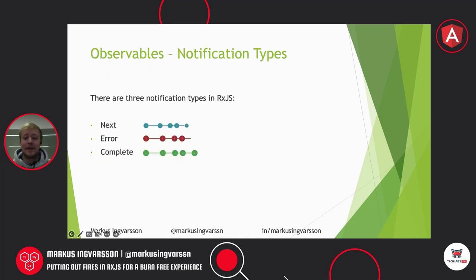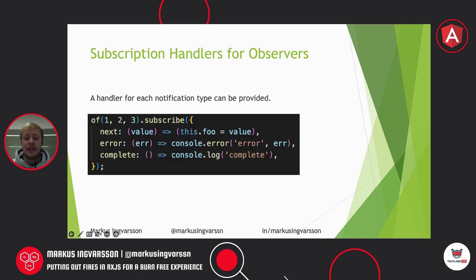So there are three notification types in RxJS. These notification types are what an observer can expect. The first type is next, which will emit the next value of the observable. The two other notification types are error and complete. What they have in common is that when an observable has sent an error or complete notification, it won't emit any new values. A handler for the subscriber for each notification type can be provided, and a handler will listen for a notification and perform any required action.